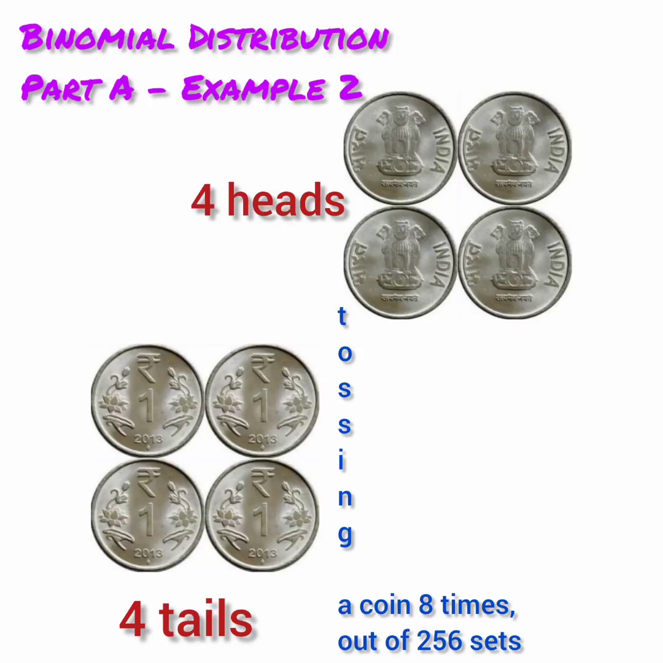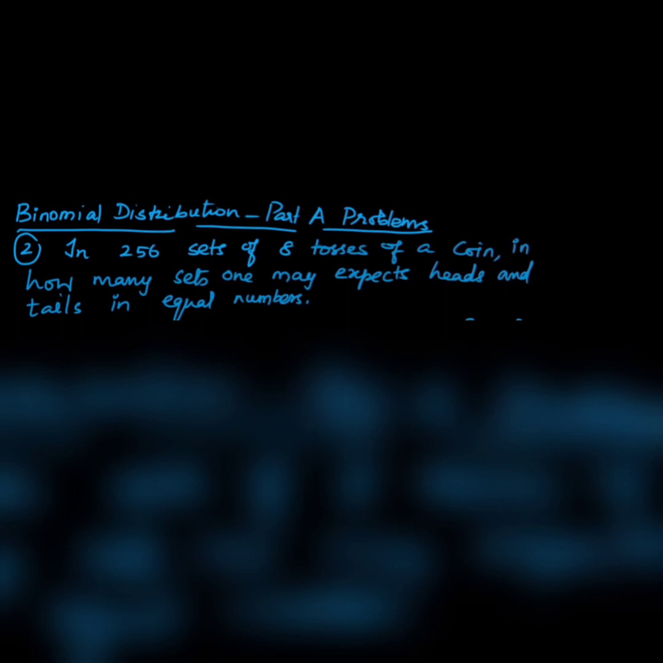This is part A, second example under the title binomial distribution. The problem is: in 256 sets of 8 tosses of a coin, in how many sets one may expect heads and tails in equal numbers.